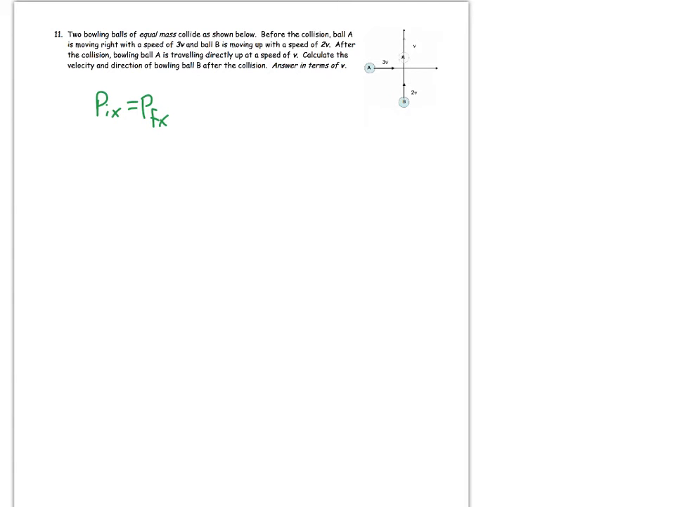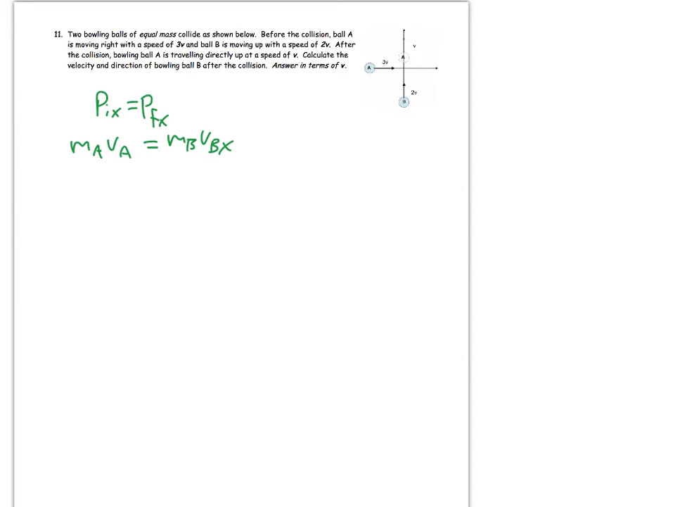So in the x direction, before the collision, only bowling ball A has momentum because bowling ball B is moving in the y direction. Afterwards, only bowling ball B is going to have momentum in the x because we see that A is moving just straight up afterwards. Okay, and so I'm just going to say the mass of B times the velocity of B in the x after the collision.